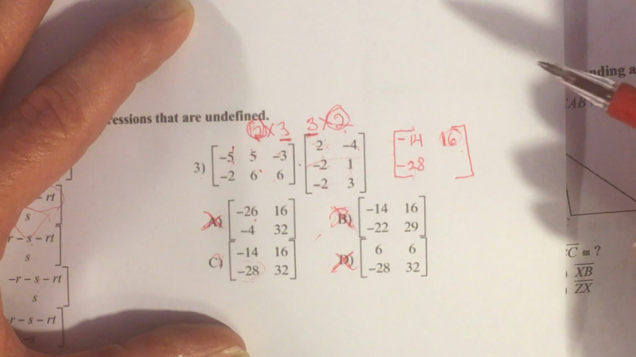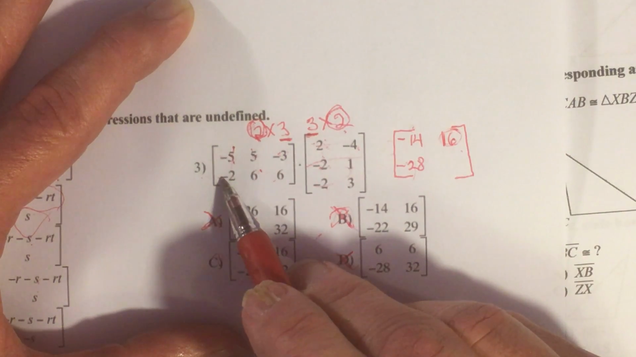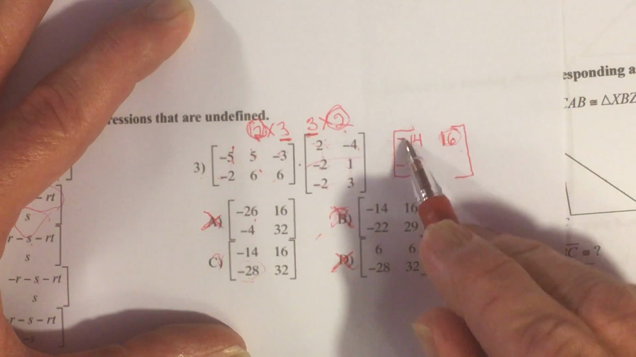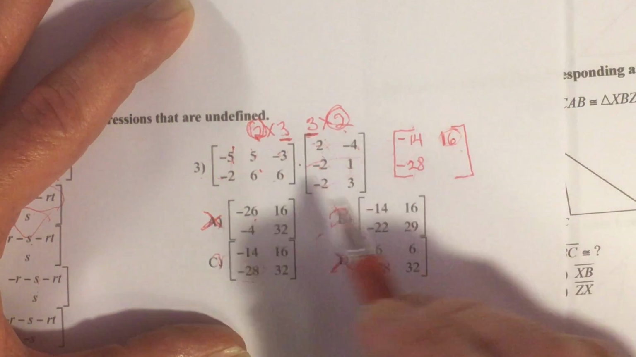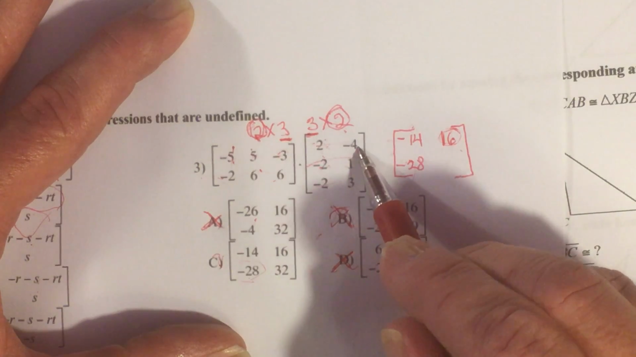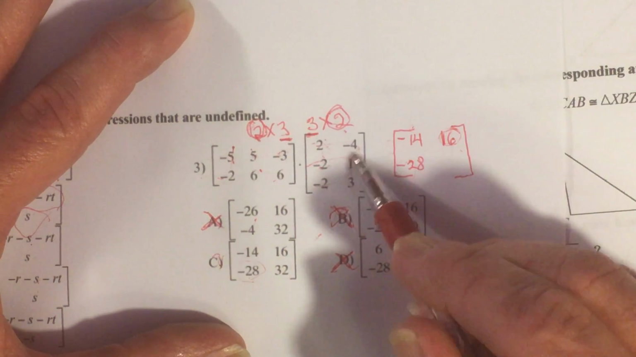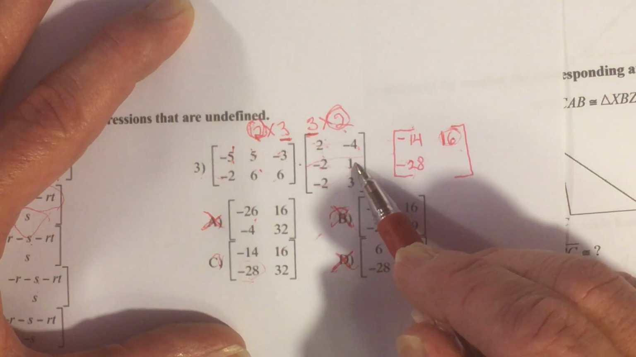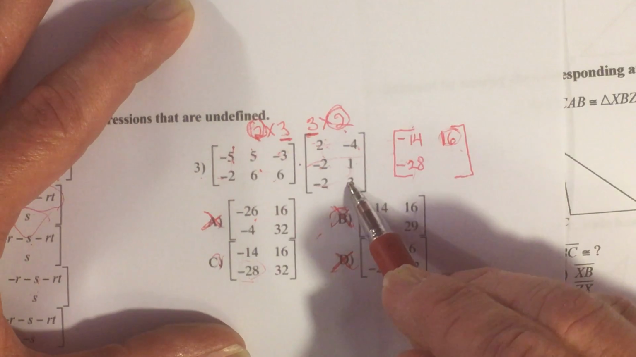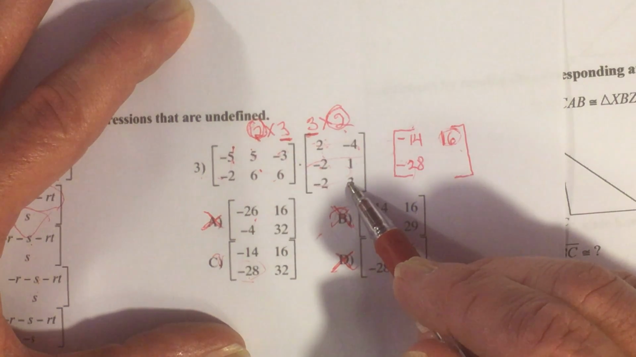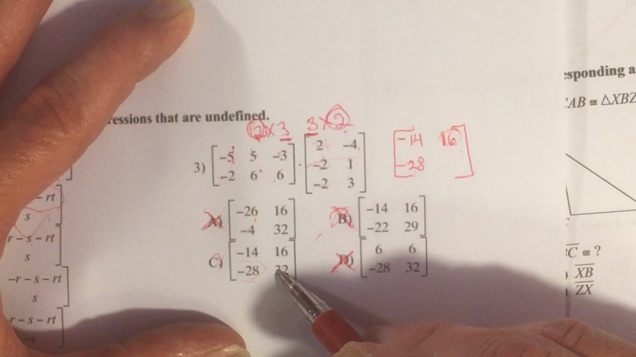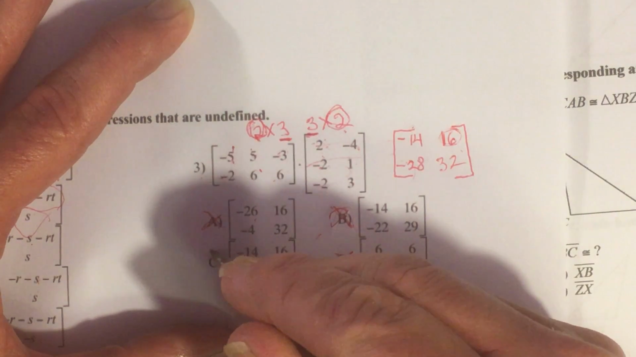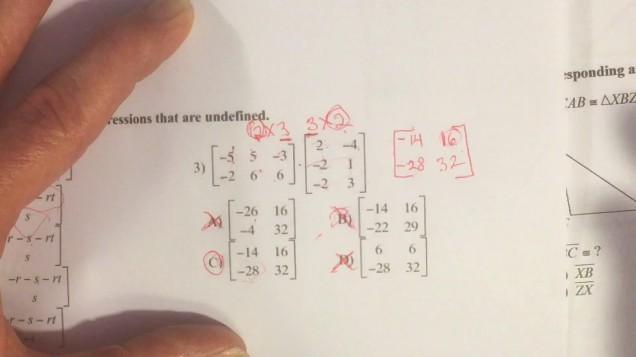And just to double check my work, I'm going to take this row, the second row, and the second column to get the second row, second column entry. Negative 2 times negative 4 is positive 8. 6 times 1 is positive 6, so we're up to positive 14. 6 times 3 is 18. 14 and 18 is 32. So in fact, C is the correct answer for this. Okay?